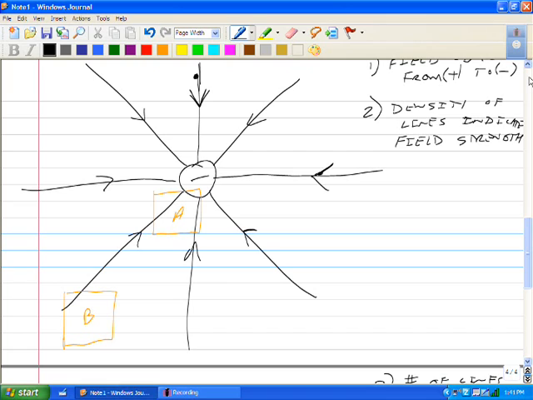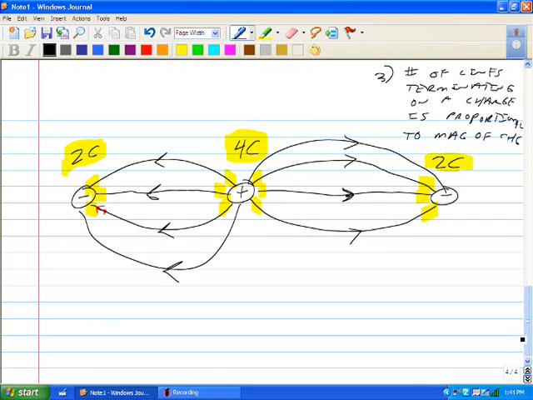And that makes sense following from number 2, right? If the density of the field lines indicates the magnitude of the field, if I have twice the charge, then the field's going to be twice as strong, so there should be twice as many field lines on that charge. All right, then finally, the 4th convention is this.